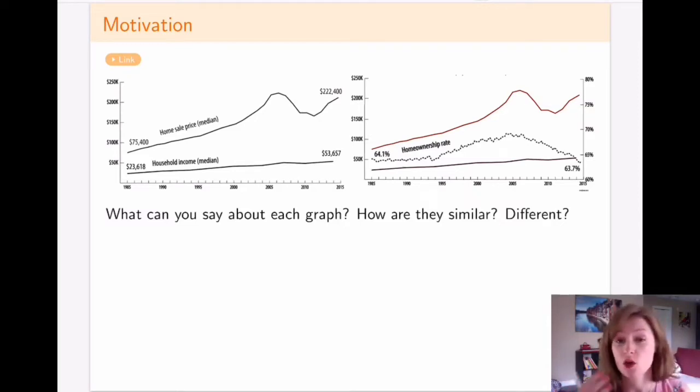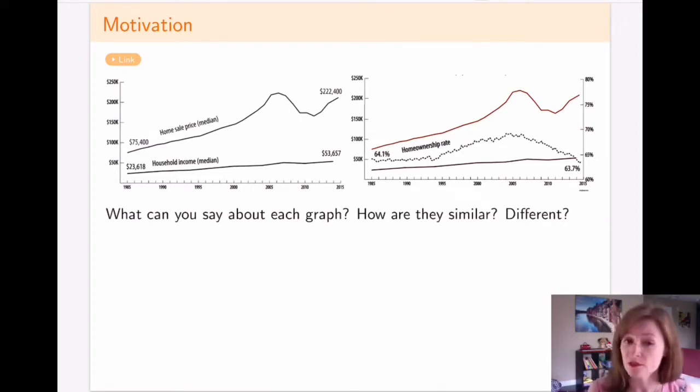Could you say that they're all increasing? Are they increasing at the same rate? Is one increasing faster than the other? Is it increasing throughout the 30-year period that we're considering? Now, once you've actually formulated some thoughts and descriptions verbally, let's try to put some numbers to it.